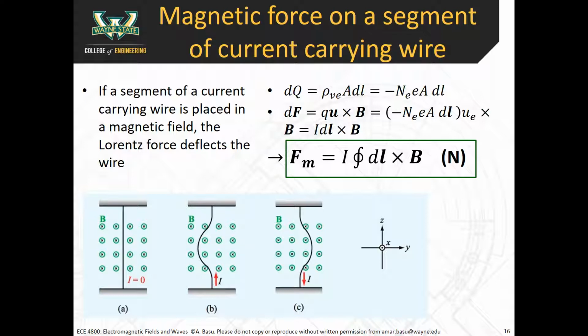Is the line integral along dl just equal to the total length? If the magnetic field is uniform everywhere, then yeah, this equation simplifies to just the length times B. It's a good question.